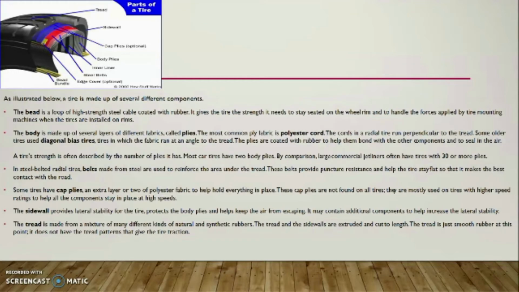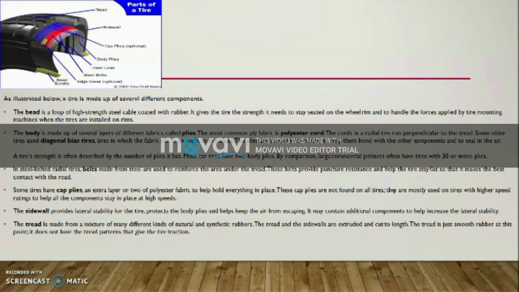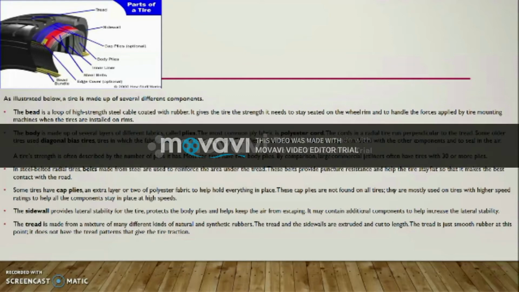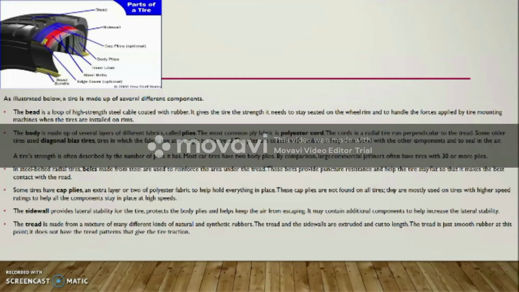The next layer is the tread. Tread is made from a mixture of many different kinds of natural and synthetic rubber. This layer is extruded and cut to length. This tread is just a strip of rubber at this point. It does not have the tread pattern that gives the tire traction.